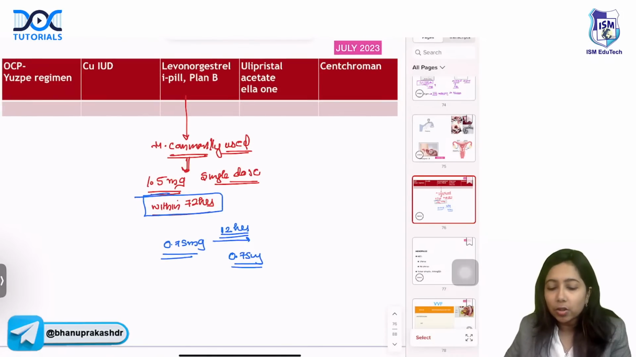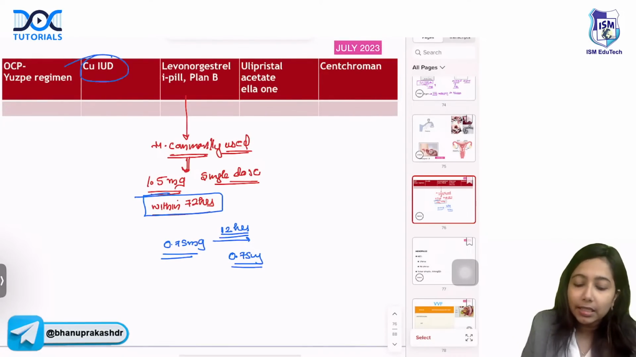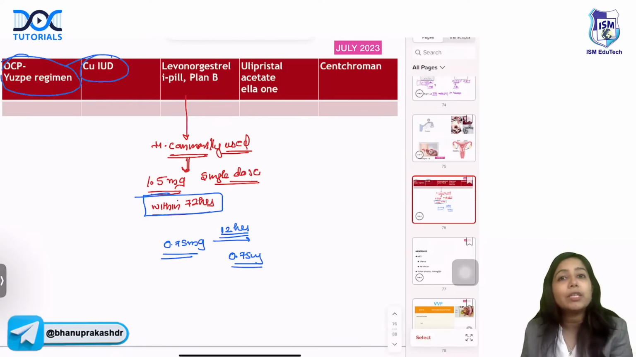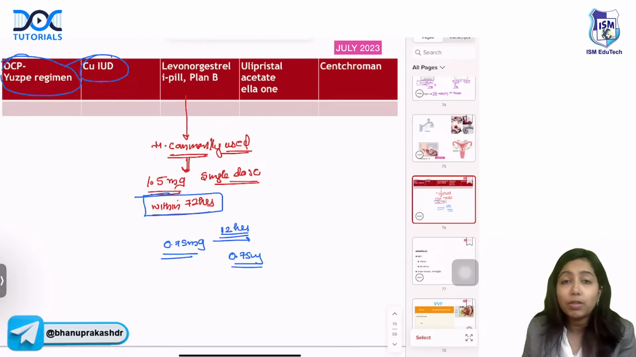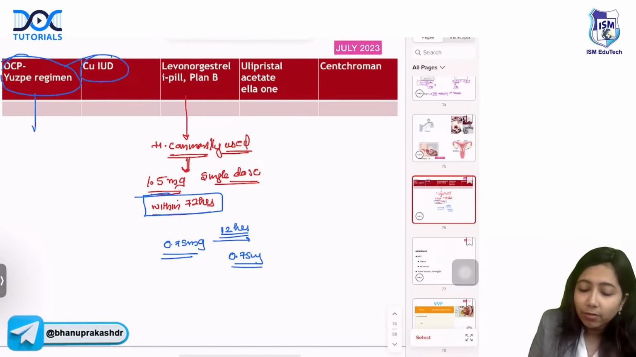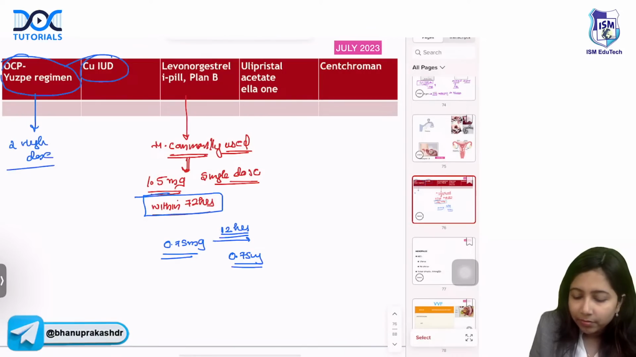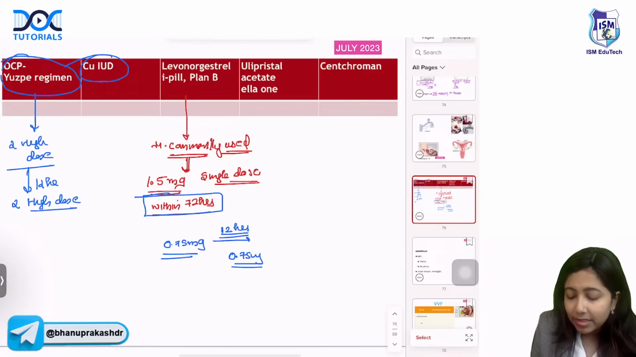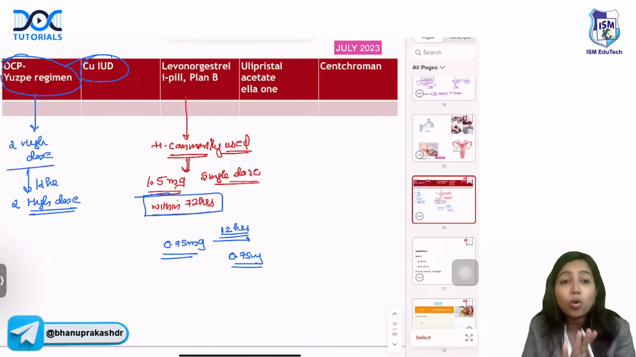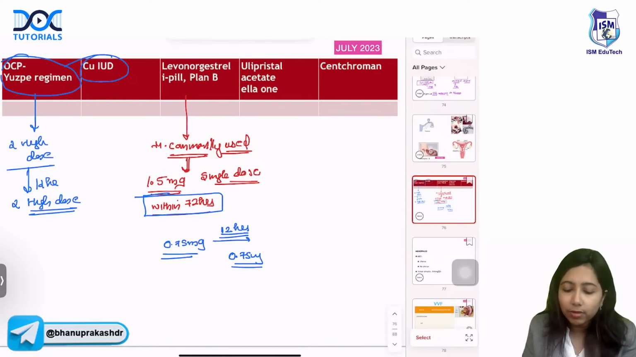Other options include copper containing intrauterine devices and the OC pills. Usually we give multiple doses. If it is high dose pills, we give two high dose pills, and again repeat after 12 hours, again two high dose OC pills. If it is a low dose pill, we give four low dose pills, and after 12 hours we again repeat four low dose pills.